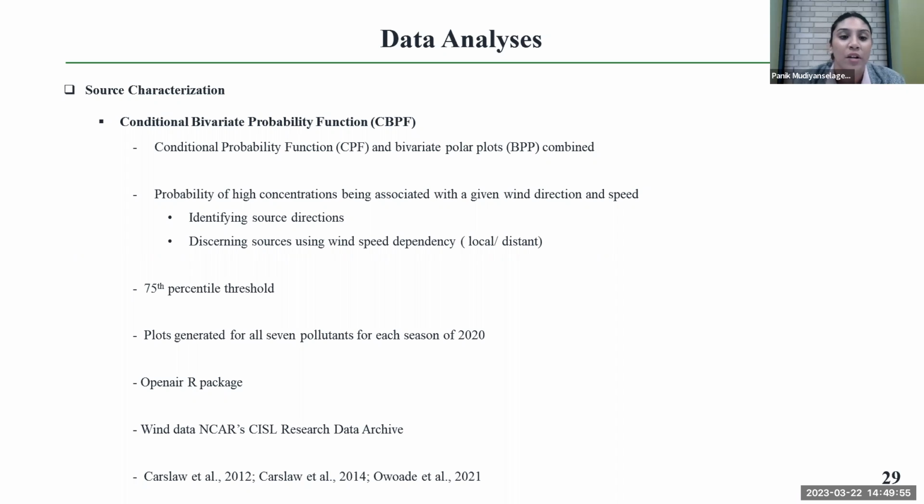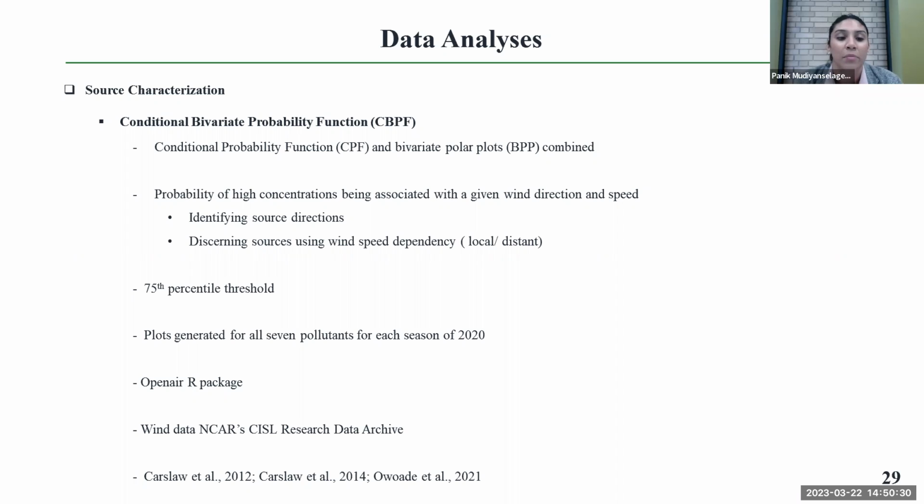The basic CPF function gives you the probability that a high concentration is associated with a given wind direction. So it gives you source directionality, whereas the bivariate polar plots can be used to display a concentration in terms of both the wind direction and wind speed. When you combine these together, we can find an estimate of the probability that high concentrations are corresponding to a given wind direction and speed. So using this, we're able to determine source directionality.